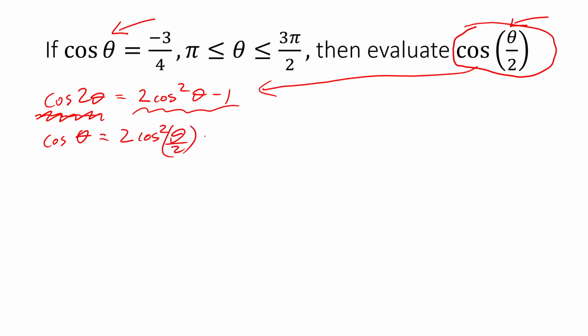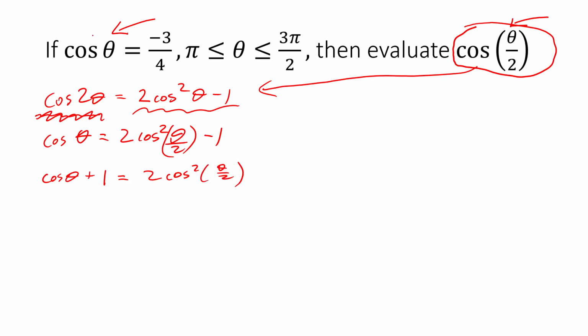So notice the angle on the left was 2 theta, now it's theta. The angle on the right was theta, now it's theta over 2. Now I'm going to go through some steps and try to isolate the cos of theta over 2. But the first step I have to do in order to do that is to add 1. So I'm going to say cos of theta plus 1 is equal to 2 cos squared theta over 2.